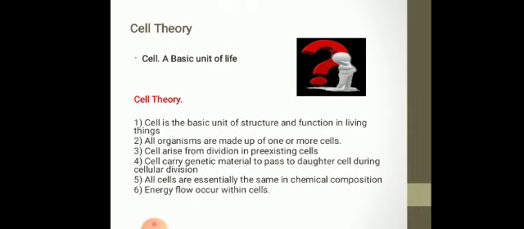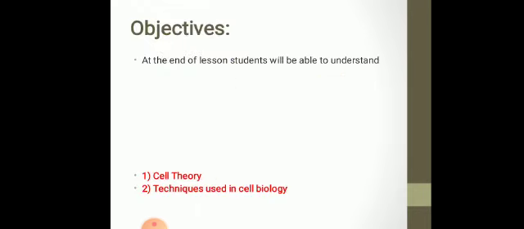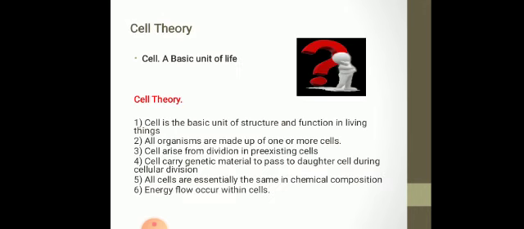Number 4, cells carry genetic material to pass to daughter cells during cell division, and that genetic material is DNA. When a cell divides, first of all its DNA divides into two, and when cytokinesis takes place, the new daughter cell formation takes place. That copy of genetic material transfers from the parental cell to the daughter cell. So that is how DNA genetic material is transferred from parent to the daughter cell.